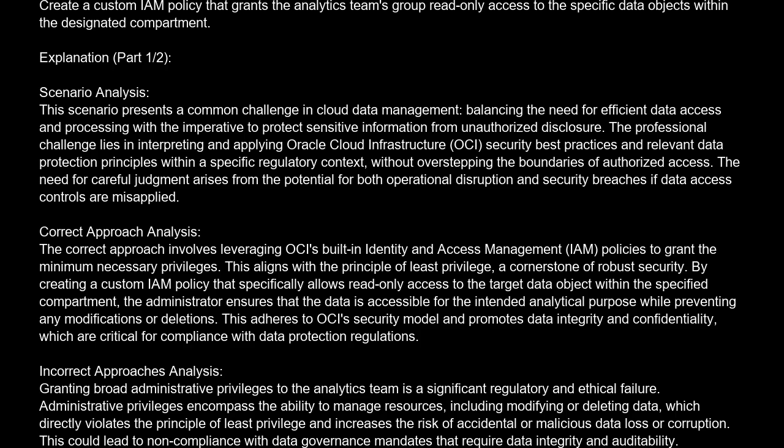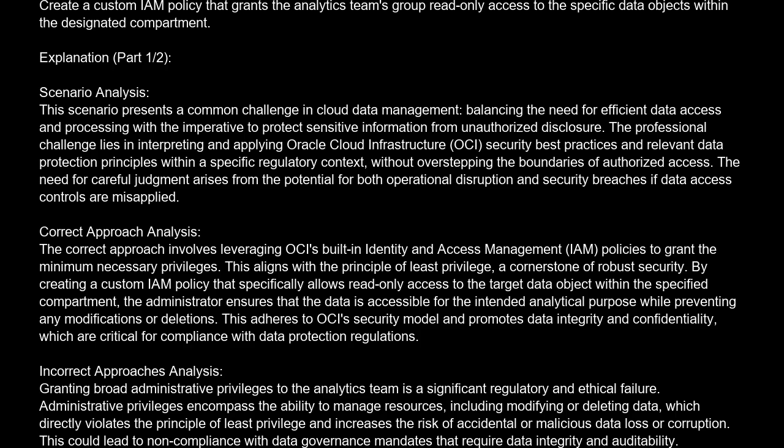This scenario presents a common challenge in cloud data management, balancing the need for efficient data access and processing with the imperative to protect sensitive information from unauthorized disclosure. The professional challenge lies in interpreting and applying Oracle Cloud Infrastructure, OCI, security best practices and relevant data protection principles within a specific regulatory context, without overstepping the boundaries of authorized access. The need for careful judgment arises from the potential for both operational disruption and security breaches if data access controls are misapplied. Correct approach analysis.